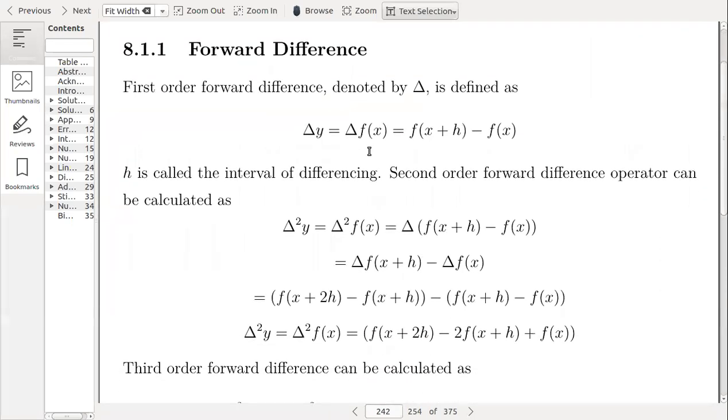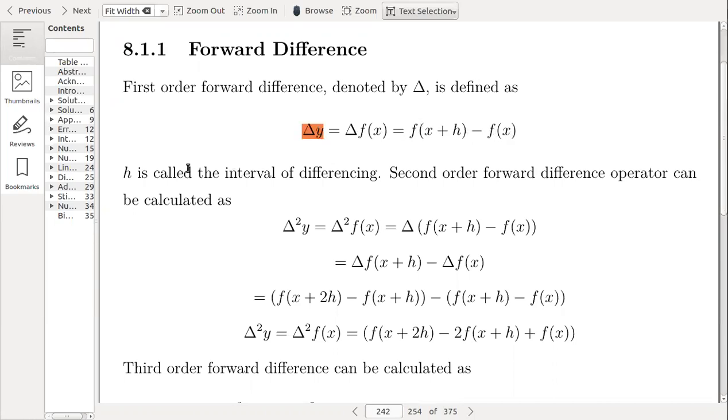First we can define the forward difference. So what is the forward difference? The first order forward difference, denoted by delta, is defined as delta y is equal to delta f of x is equal to f of x plus h minus f of x. It means the value of the function at the point x plus h minus the value of the function at point x. We denote this as delta y, the finite forward difference of y at the points x plus h and x.